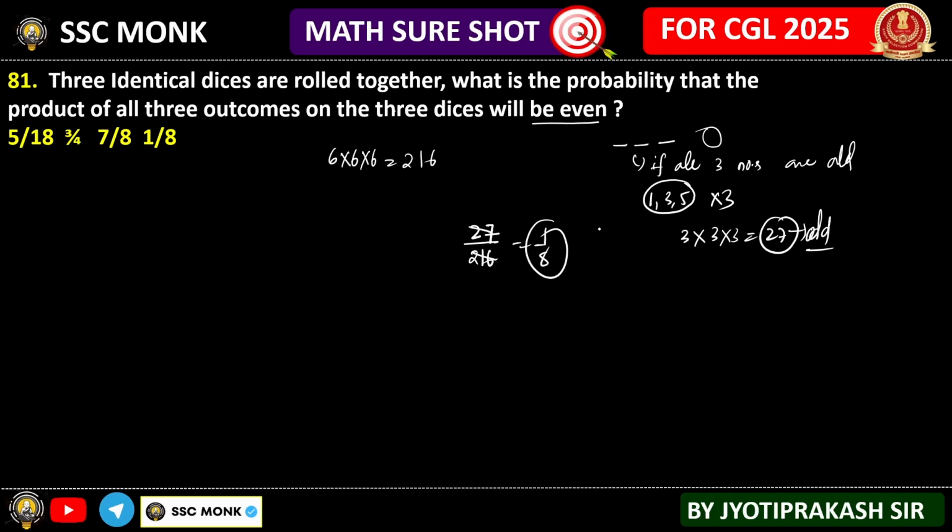This is the probability of odd outcomes. But we have to find out the probability of even outcome. So that is 1 minus 1 by 8, that is equal to 7 by 8. Answer option C. Clear? Next.